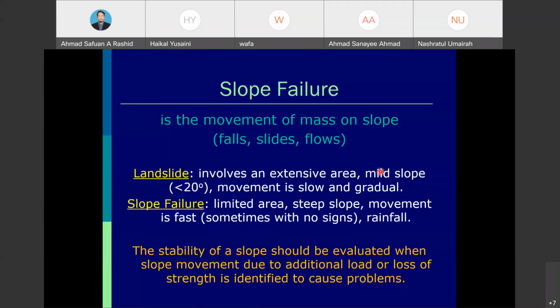So as an engineer, we need to understand first how to evaluate the slope movement, and also how to determine the stability of the slope. And also we need to identify the factors that cause the slope to fail. So first we need to check the stability, and at the same time identify the causal factors that contribute to the slope failing.